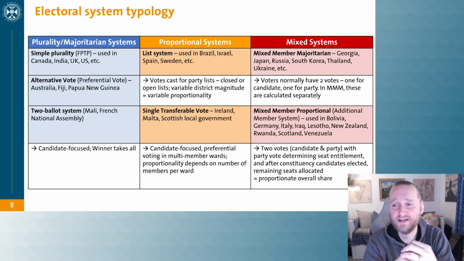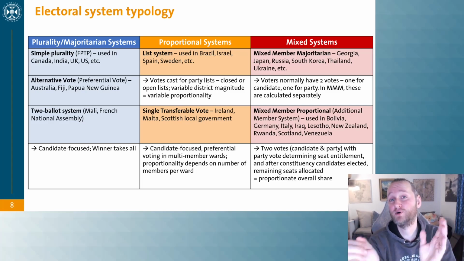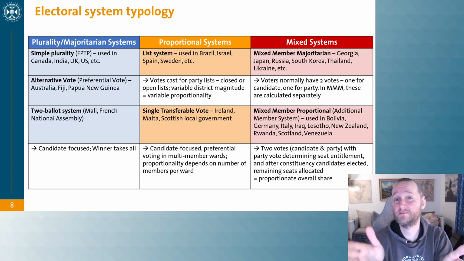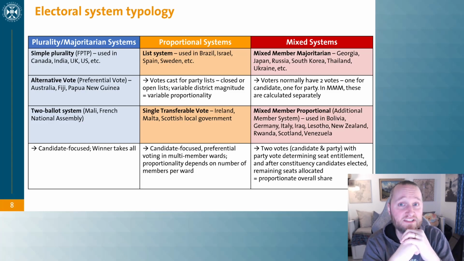In mixed member majoritarian systems, these are then calculated differently. We basically do a first past the post of candidate and a first past the post of party, and then we assign certain numbers of the overall seats in parliament to each of these outcomes. This is the case, for example, in Russia or in Thailand. These are also called parallel systems.